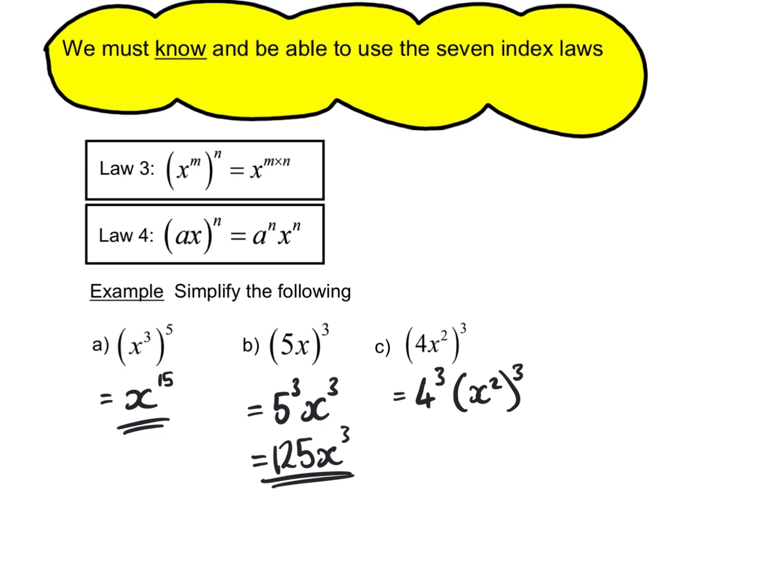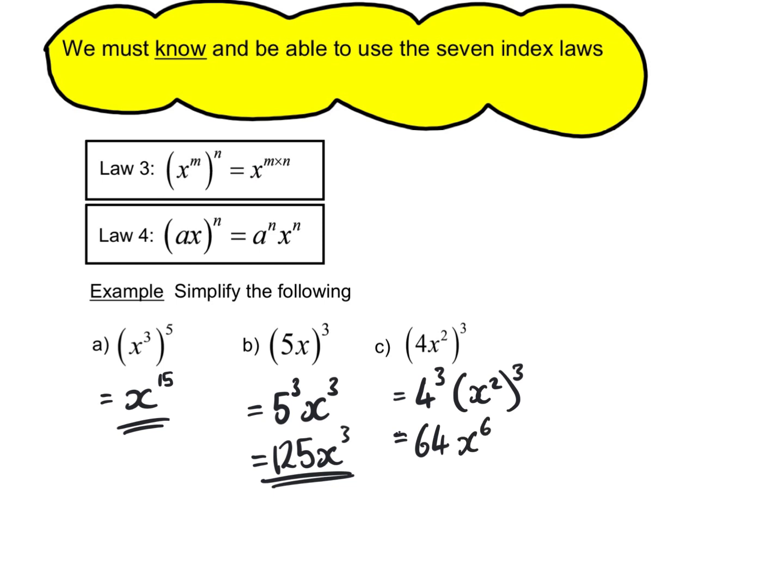Now, the 4 cubed is fine. That can just be changed into 4 times 4 times 4, which is 64. And this bit here I'm left with is x squared cubed. So this is actually a power of a power again. So that 2 and that 3, we can just multiply them together. So that becomes x to the power of 6.